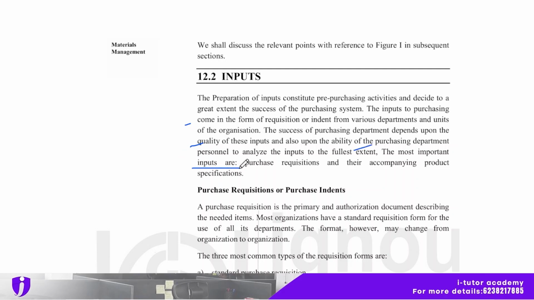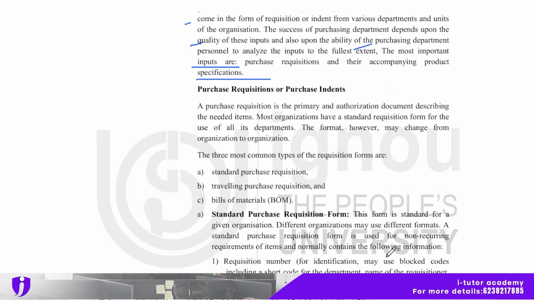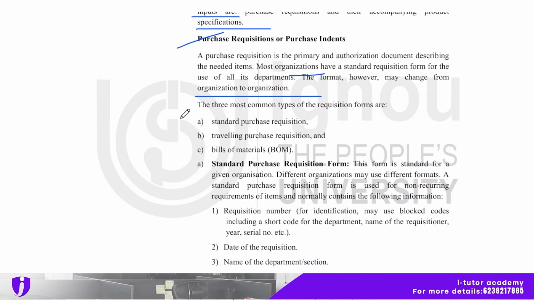The most important inputs are purchase requisitions and their accompanying product specification. And purchase requisition or purchase indents: the purchase requisition is the primary authorization document describing the needed item, and most organizations have a standard requisition form for the use of all its departments, and the format however may change from organization to organization. And the three most common types of requisition forms are standard purchase requisition, traveling purchase requisition, and bill of material, that is BOM.